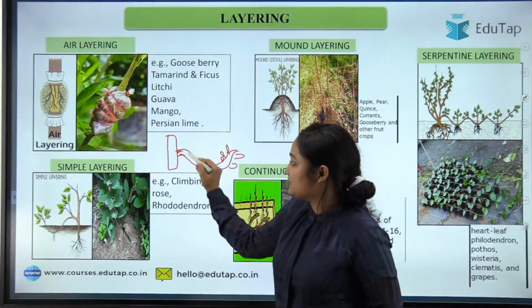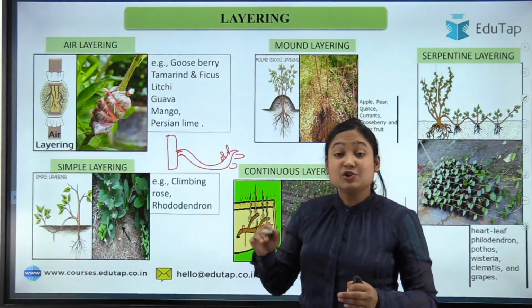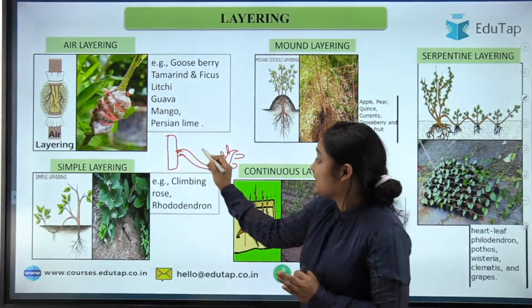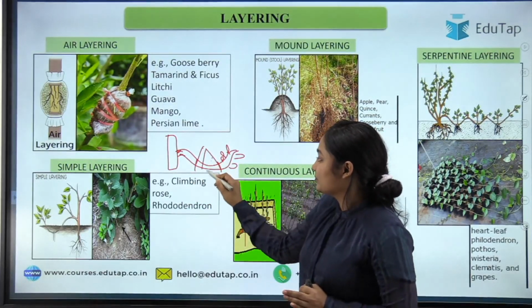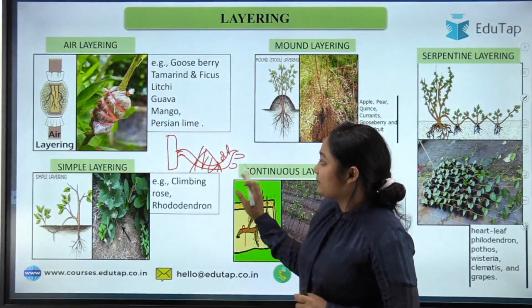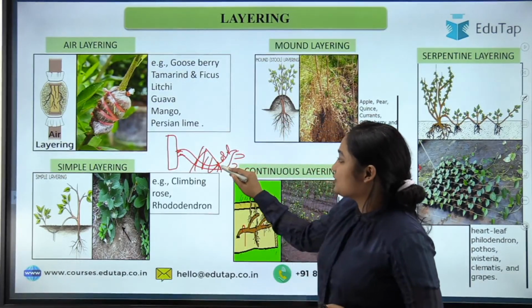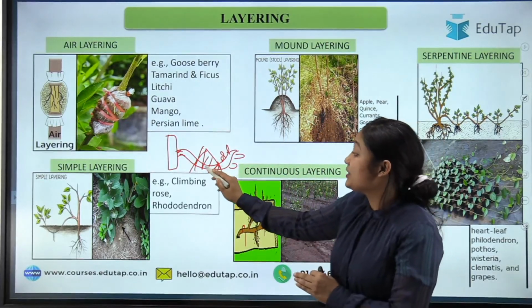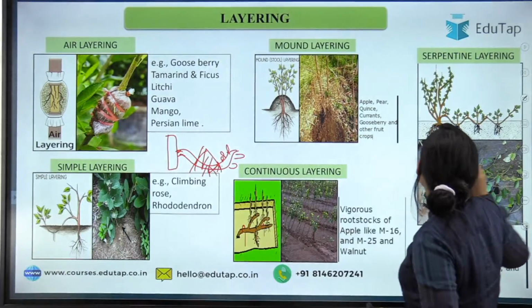See, the parent plant is this, from where this particular branch comes. So it is not that we are totally separating it, but what we are doing, it's still attached to this. We will put soil here. Okay, now what will happen, as soon as we have added the soil, new roots will start to grow here.